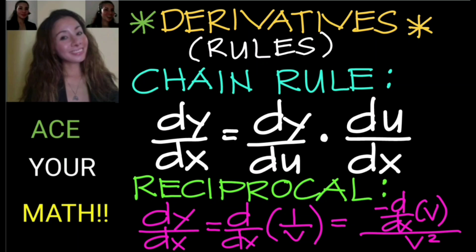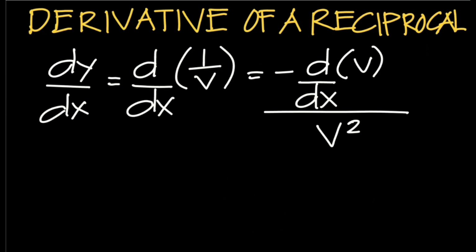And in this video, you will learn how to find the derivative of a reciprocal, functions with rational exponents, and the chain rule. Now let's start with the derivative of a reciprocal. The derivative of a reciprocal is given by the formula dy over dx is just equal to the derivative of 1 over v with respect to x, where v here is the function. This is just equal to the negative of the derivative of v with respect to x over v squared.